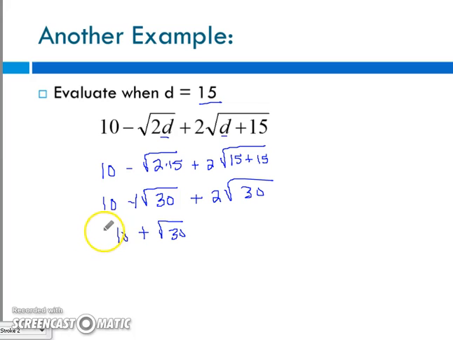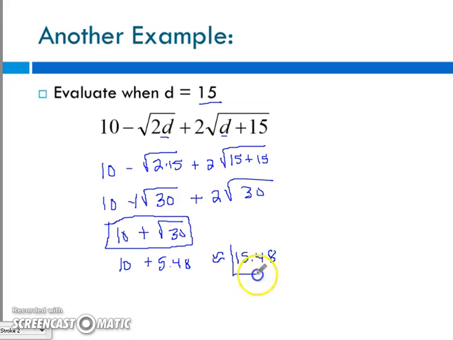This one is in simplified radical form. I can't simplify the square root of 30 down to perfect squares anymore. But if you add it, 10 plus, approximately, the square root of 30 is equal to about 5.48. So our answer then is approximately 15.48. So there's two parts of this answer: simplified radical form and then the answer approximated out.